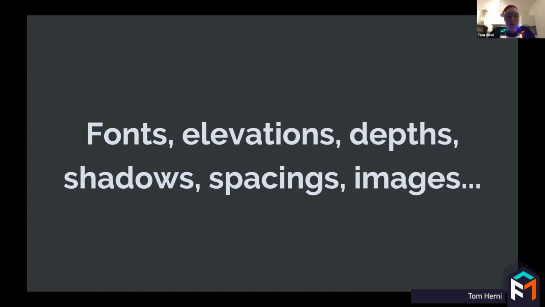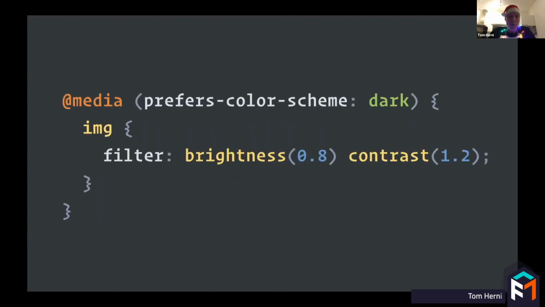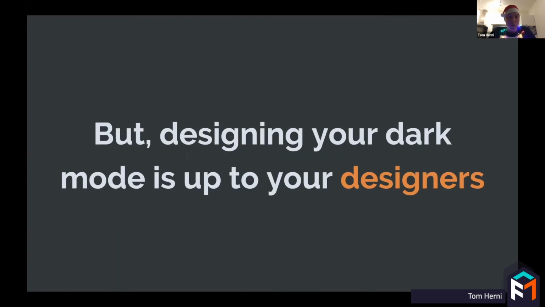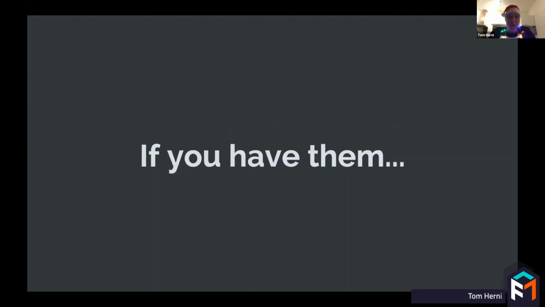But also images can be quite interesting, because on a light theme, images can look great, but when the background is suddenly dark, then the same images can be overwhelming. So a common trick is to tone down the images with CSS to optimize them for a darker background. But an even better way is to actually serve different images, so to have actually optimized images for each theme. But designing your dark mode, figuring out what needs to be done, what needs to be tweaked, is really up to your designers. If you have them, of course. Otherwise, I guess it's all up to you.